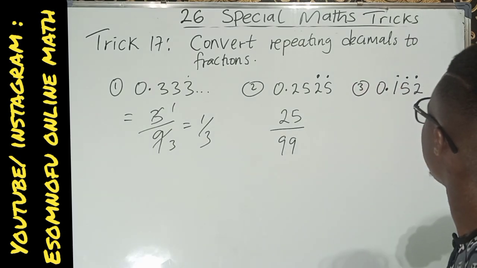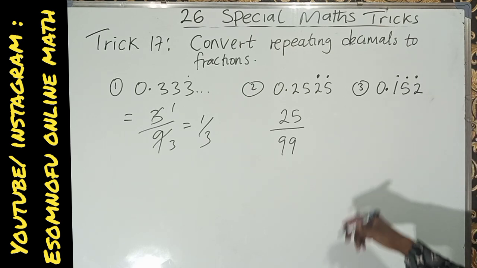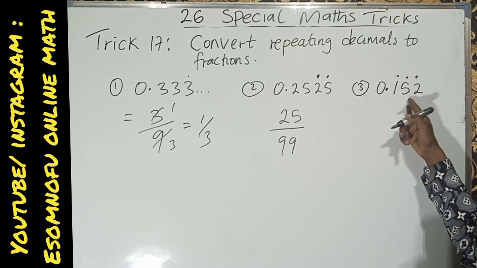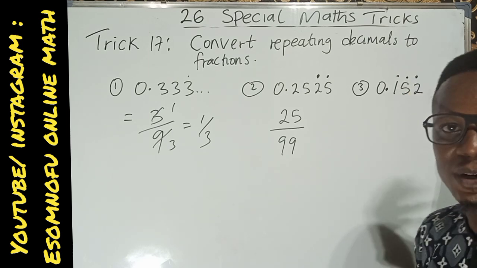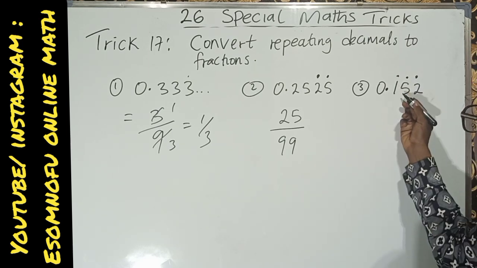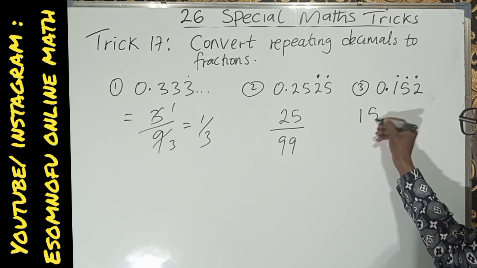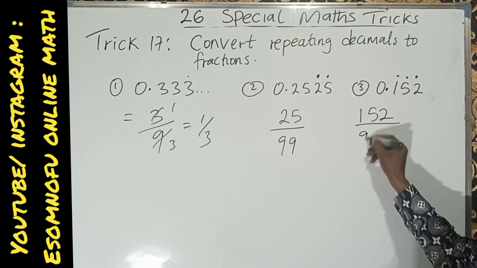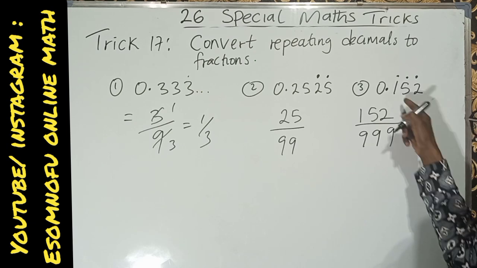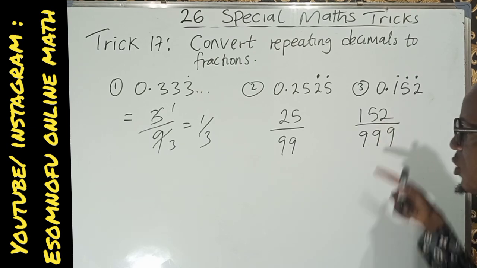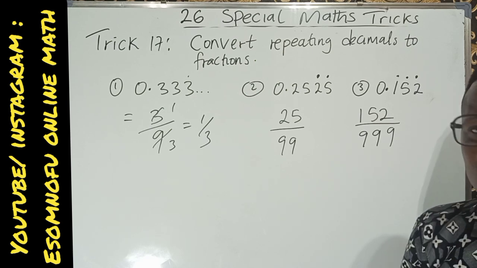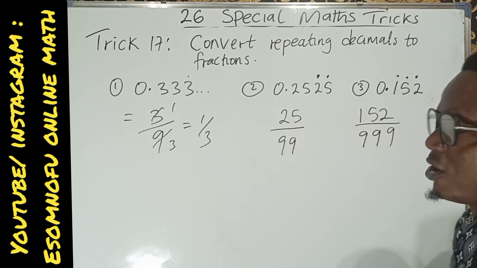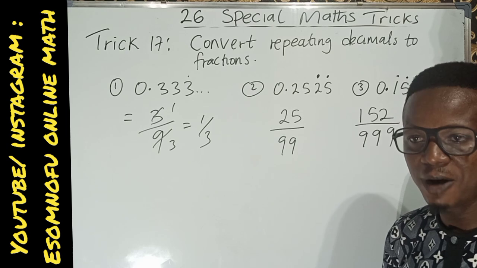For the last one here, we have 0.152... showing that 152 keeps on repeating. So 3 digits are repeating. You write 152 over 999, because 3 digits are repeating. The number of 9s is going to be 3. When 4 digits repeat, the number of 9s is going to be 4. This is how to convert repeating recurring decimals to fractions.